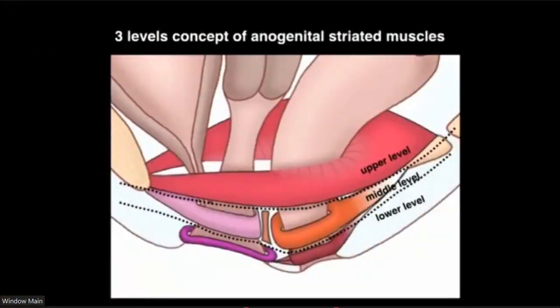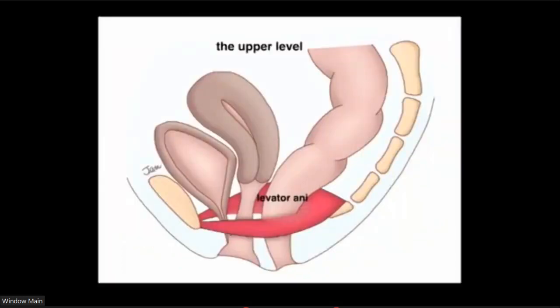For the anatomy, I will give you a very brief, very sharp explanation, the three-level concept. I explain this three-level concept of the anogenital striated muscle, not only anus but anogenital. You can see the upper level, the middle level, and the lower level. And the anal sepsis space is between these three levels, between, not through the muscle, between muscle. Let's have a look at the upper level.